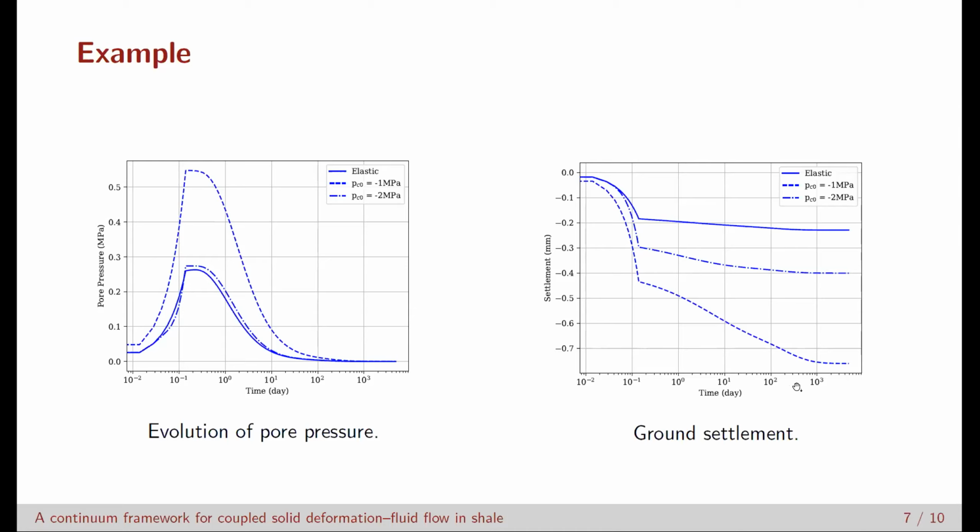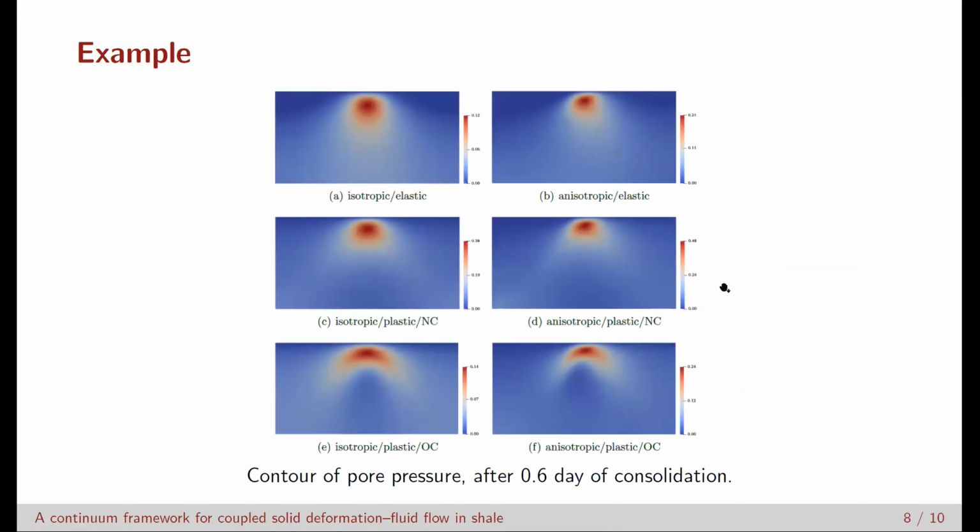In terms of ground settlement, the media made up of normally consolidated shale will undergo a largest immediate settlement as well as consolidation settlement. And the media made up of elastic material will undergo least settlement. Next, we reported contours of pore pressure after 0.6 days of consolidation.